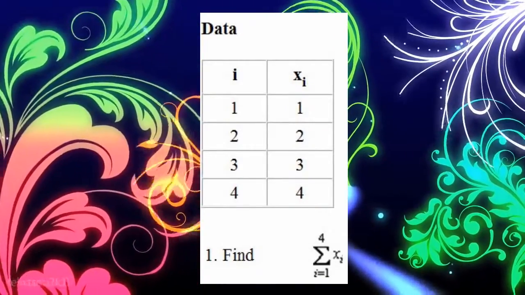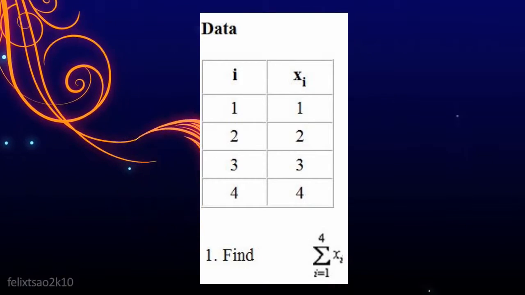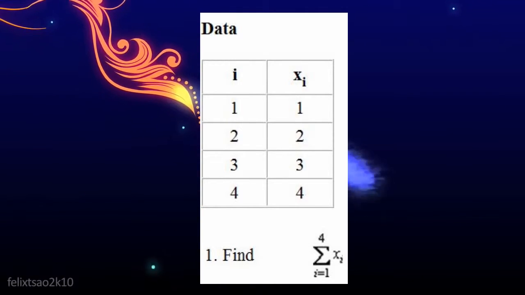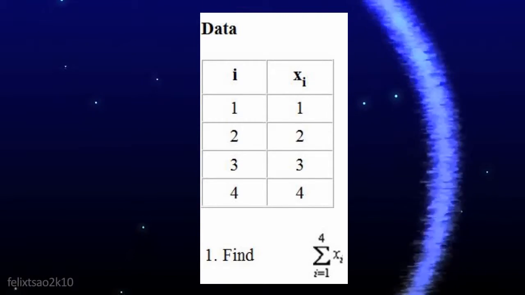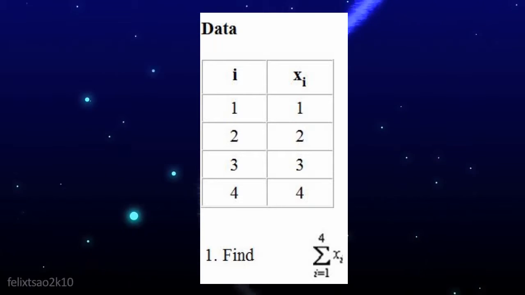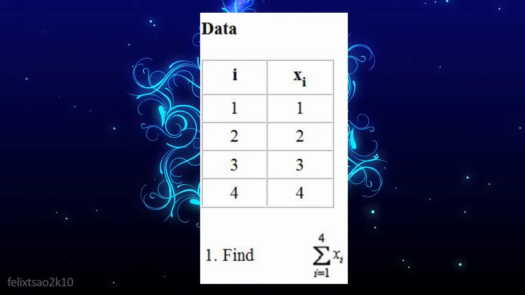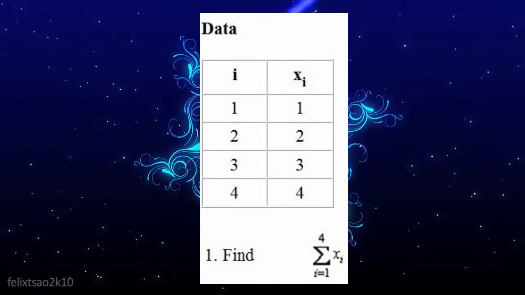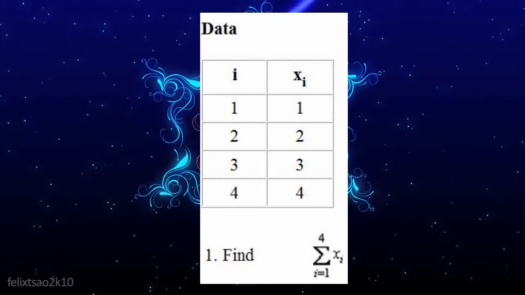In the table, i is equal to 1, 2, 3, and 4. This is because, in the summation equation, i is equal to 1 and our upper limit is 4. So we consider numbers from 1 to 4. X sub i is the equation being followed, since it is the expression that appears on the right side of the summation symbol.